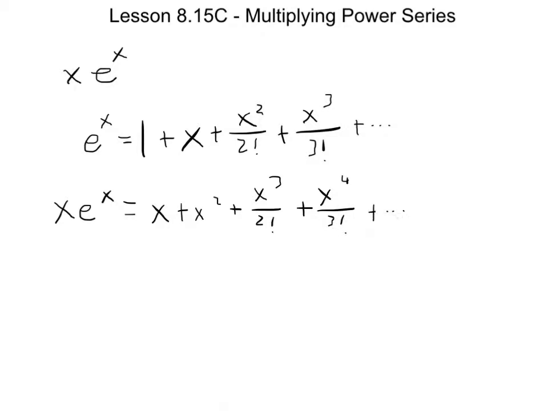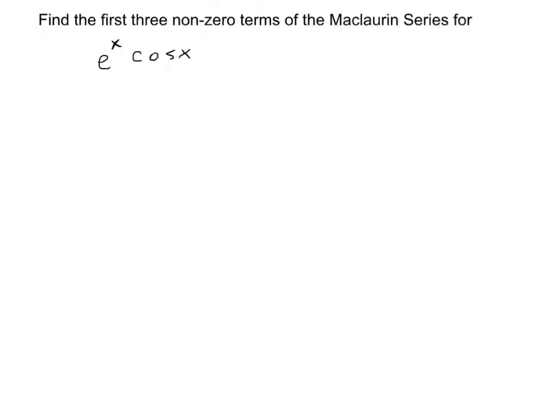This works really easily because I'm multiplying a power series by a polynomial, or by a constant, or by something nice. Where it gets more complicated is what happens if I have a power series times another power series. And so I have an example of that right here. What if I asked you to find the first 3 non-zero terms of the Maclaurin series for e to the x cosine x? Now, you're in luck, because I'm only asking for the first 3 non-zero terms, and that's generally how they do it. They're not going to ask you for the nth term of something crazy like this.